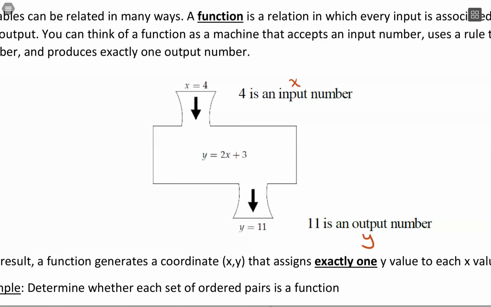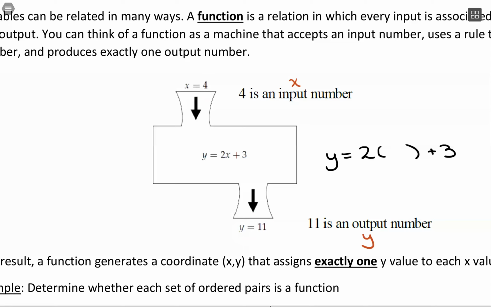Now the function kind of gives us this structure to follow so that whatever we input, like in this case, it's saying to get the output, we're going to take 2 times whatever the input is plus 3. So with this case, we input 4. When we plug in 4, 2 times 4 is 8 plus 3, and we get an output of 11.